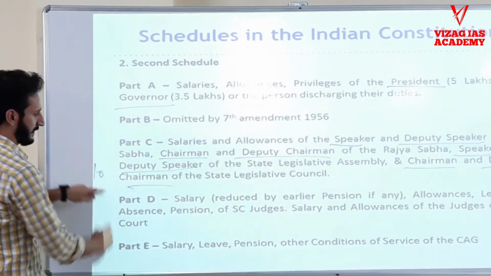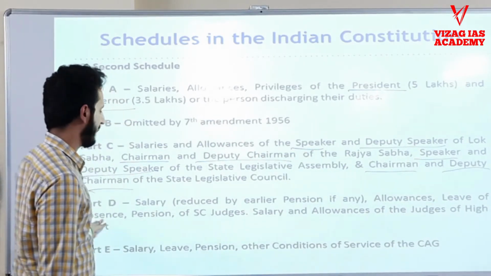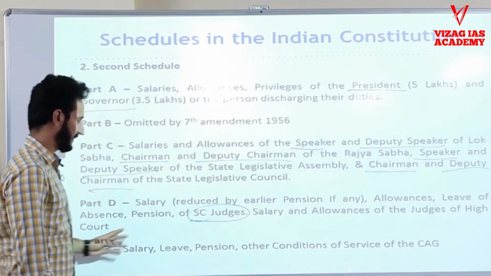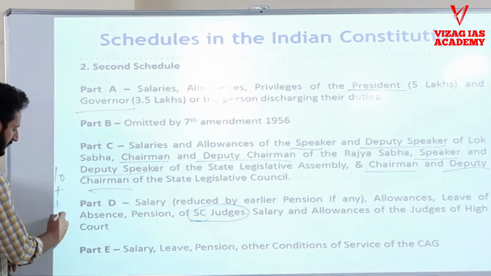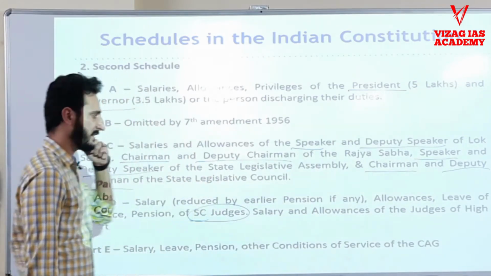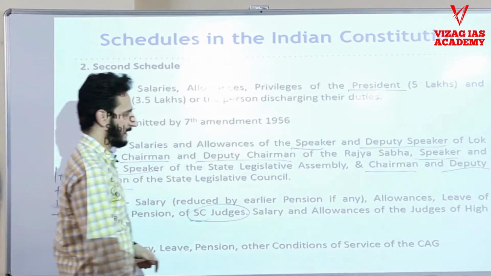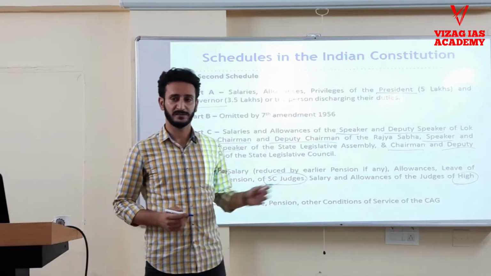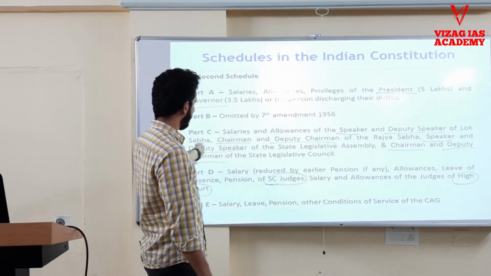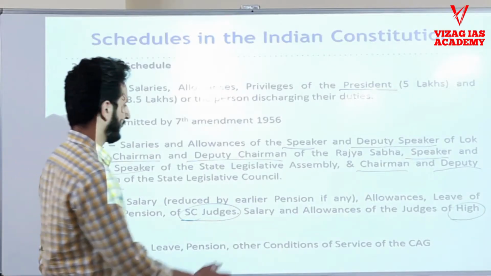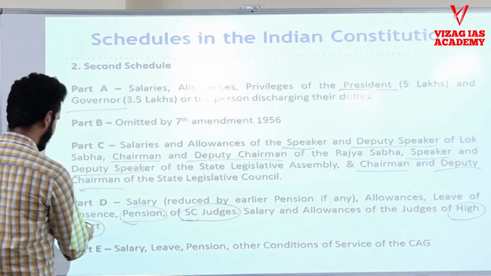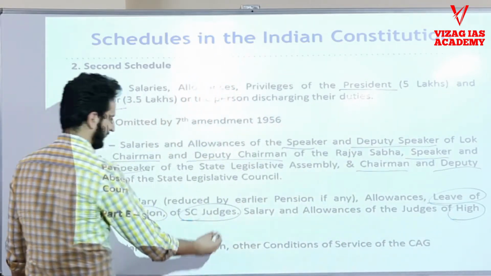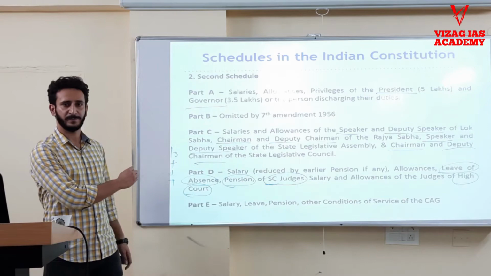10 till now. Then there is salary, allowances, leave of absence, pension of Supreme Court judges. That is item number 11 now. Salary and allowances of the judges of the High Court. I specifically use this full statement as the details have been given in the second schedule here. For the Supreme Court judges, pension is also mentioned, leave of absence is also mentioned here, but for the High Court judges, only the salary and allowances are mentioned. That's the difference. So where do they get their pension from?